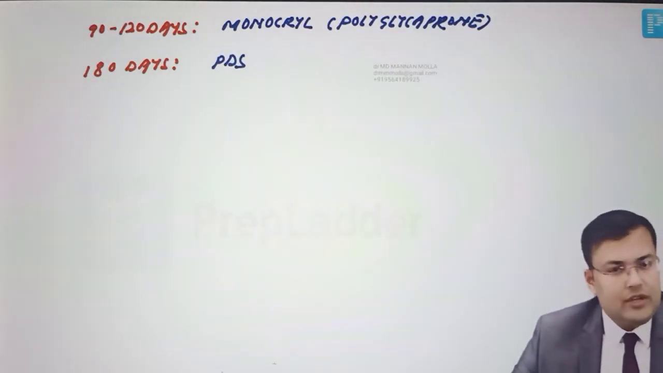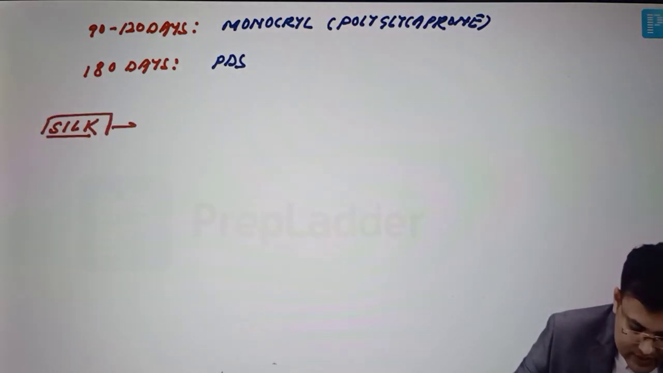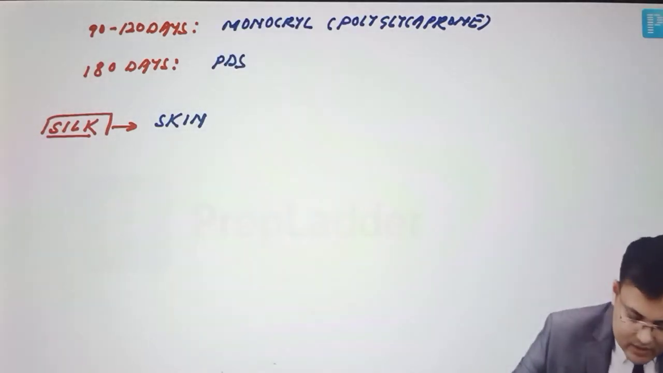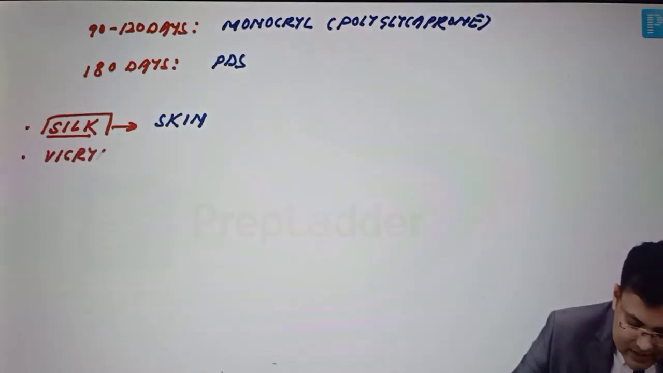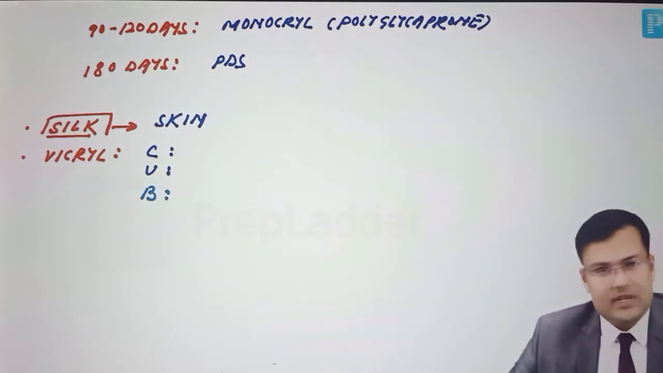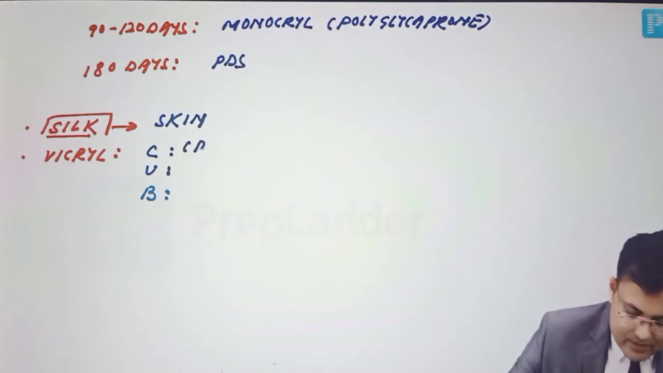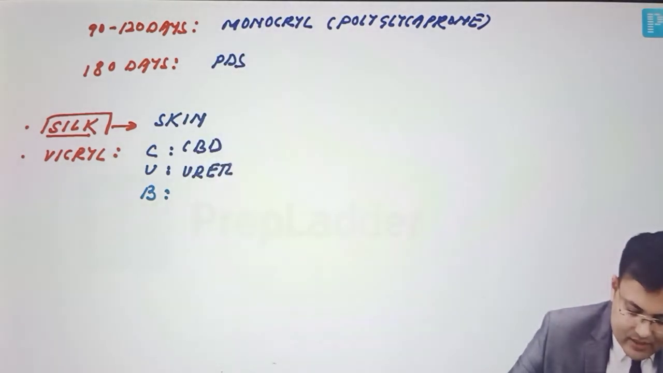Now see the site and the uses of suture. Generally for skin suturing, which suture is used? Silk. Generally we use it for the skin. We discussed what is the use of Vicryl, and we discussed the mnemonic also. It is used in the organs where there is stone formation, and the mnemonic was CUB: C means CBD, U means ureter, B means bladder.